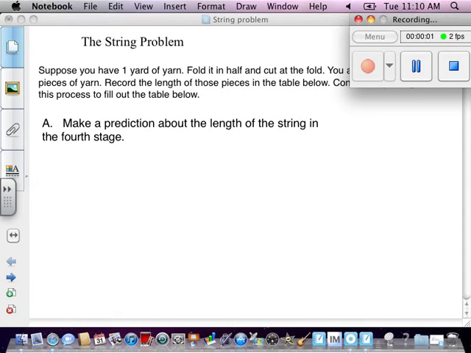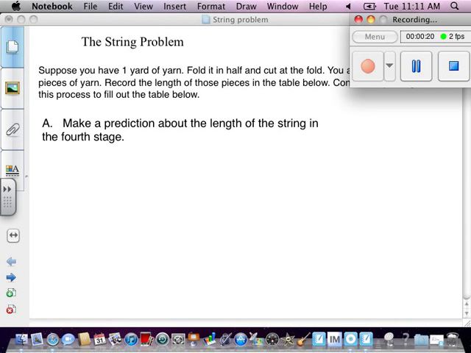Ladies and gentlemen, we are looking at the string problem. Suppose you have 1 yard of yarn, fold it in half and cut at the fold. You are left with 2 pieces of yarn. Record the length of those pieces in the table below. Continue repeating this process to fill out the table below.